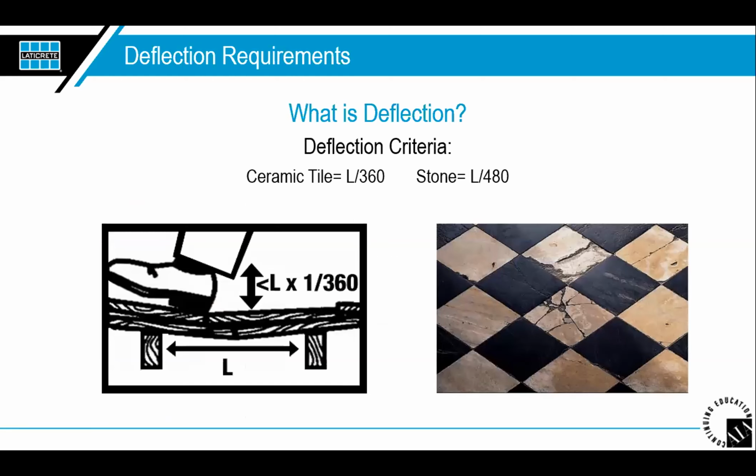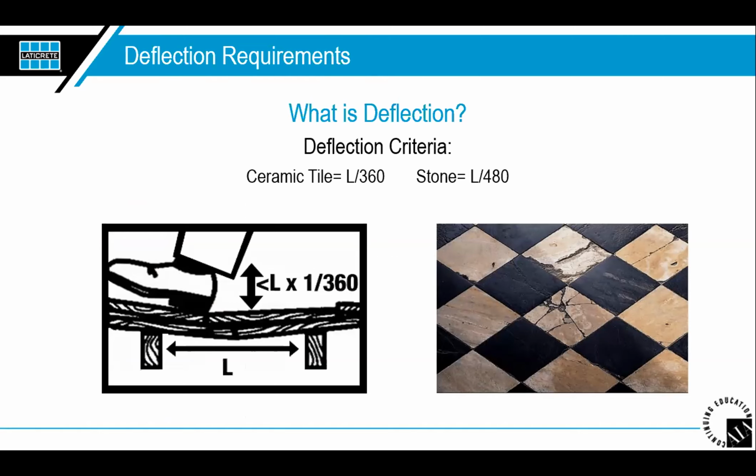So deflection requirements. This is an interesting one. I'm going to try to get through this one, and if we have questions at the end, we can go back and look at those. So deflection is the movement of the system when the load is added, right? Excessive movement is not good for tile and stone installations. It can cause different types of cracking and delaminations.